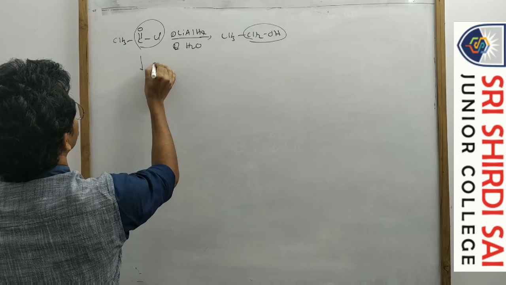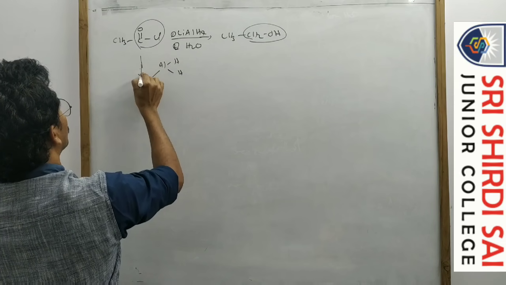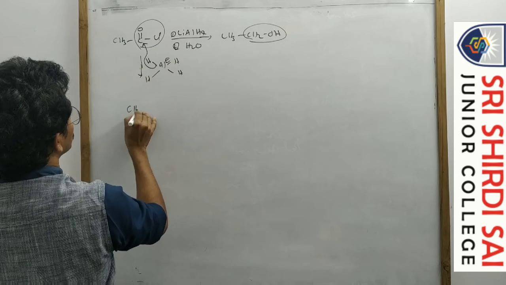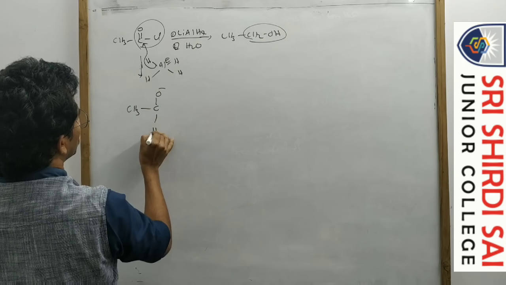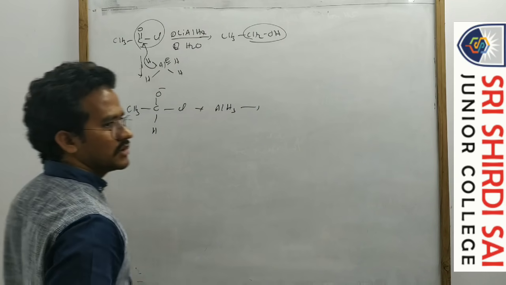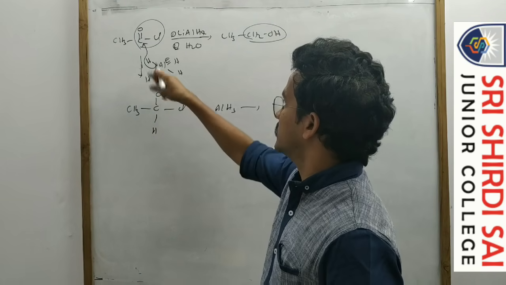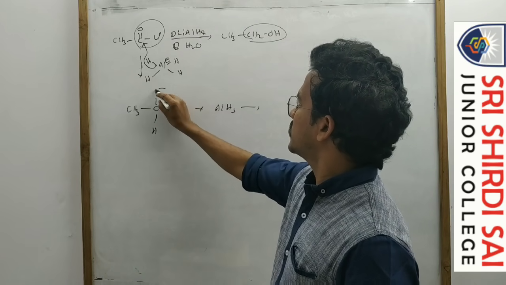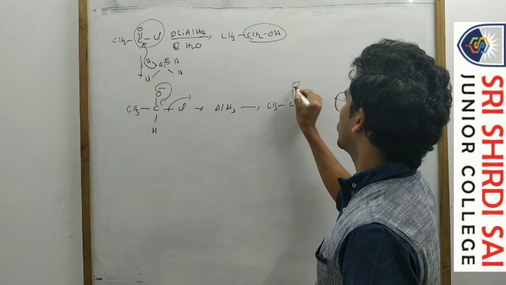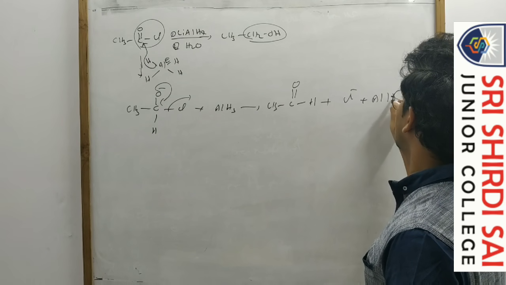Now, what is the mechanism of this reaction? From the AlH4 minus, H minus attacks on this carbon, so CH3, C, O minus, Cl, H, and AlH3. This Al is remaining from AlH4 minus after loss of H minus. After loss of H minus, we are left with one AlH3. Next, reformation of the pi bond and leaving of Cl minus. So the product is CH3CHO plus Cl minus and AlH3.